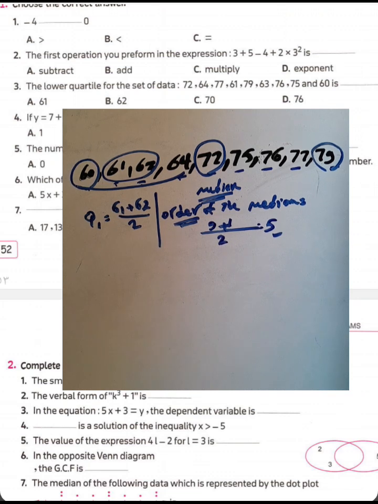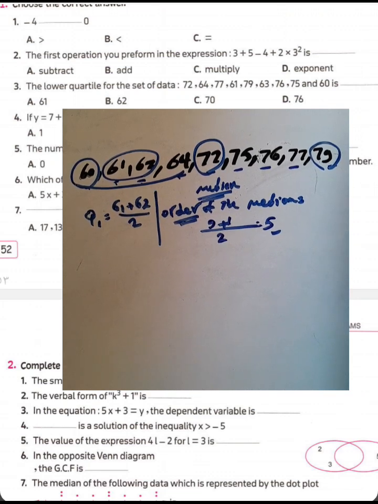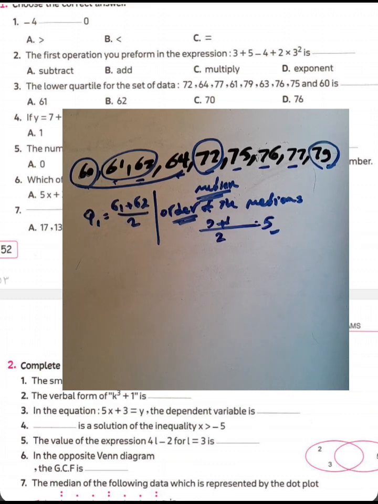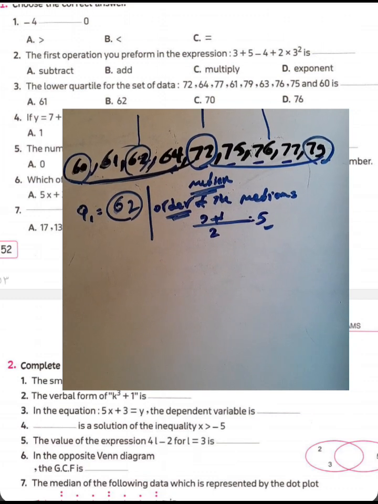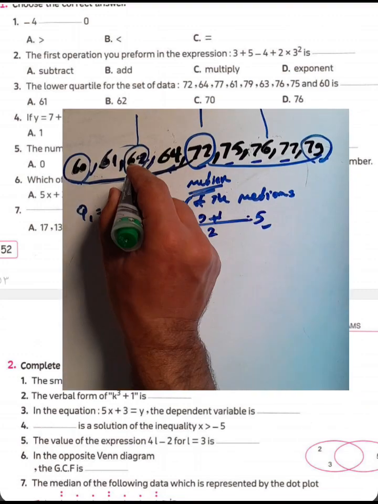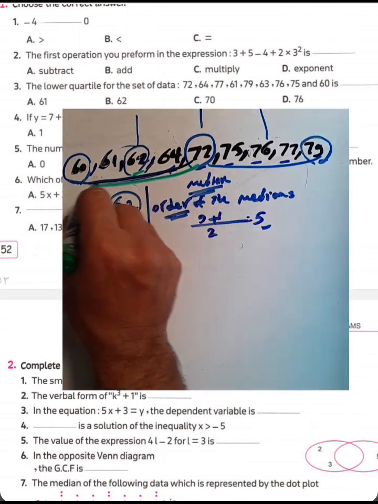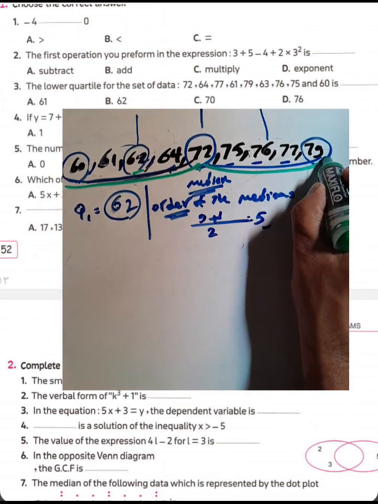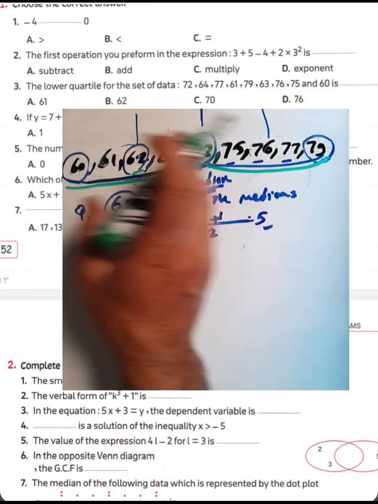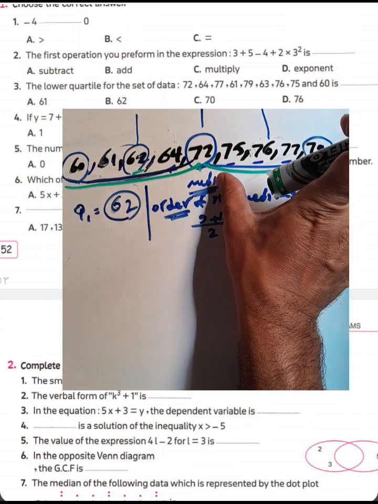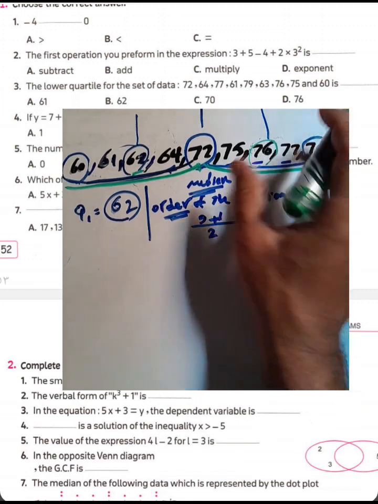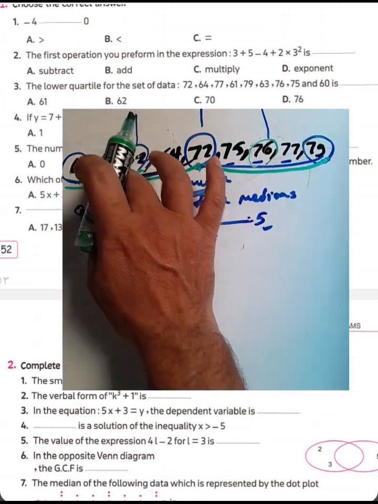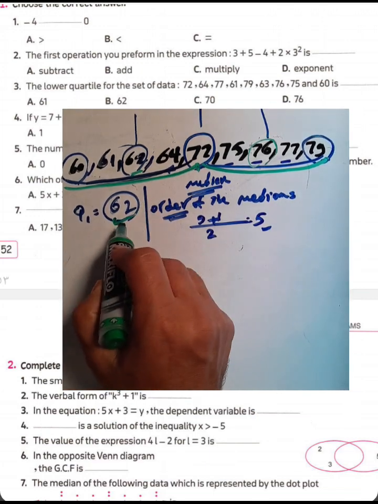Question number 3. The result will be what? Count with me here. Again, the result will be 62. Count from this part. We have the middle, and this part the middle. Then we have half of the data and half of the data. 62 lies in the first quartile and 76 in the second. It's the upper quartile and this will be the lower quartile. The lower quartile will be 62.